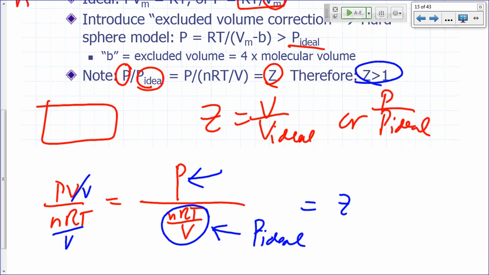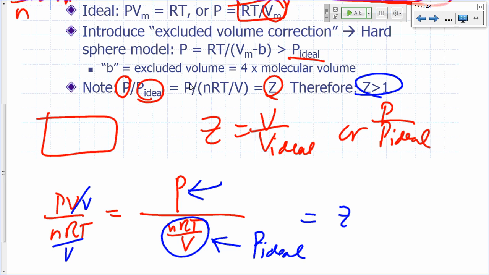Alright, so Z is greater than 1. This is still consistent with what we talked about earlier when we said if volume is larger than ideal at the same pressure and temperature, Z is greater than 1. It has to do with repulsive forces. Z greater than 1 is due to repulsive forces. Okay? So we've got a slightly better equation here than the ideal gas equation because this one can account for repulsions. But we need to be able to account for attractive forces as well, right?